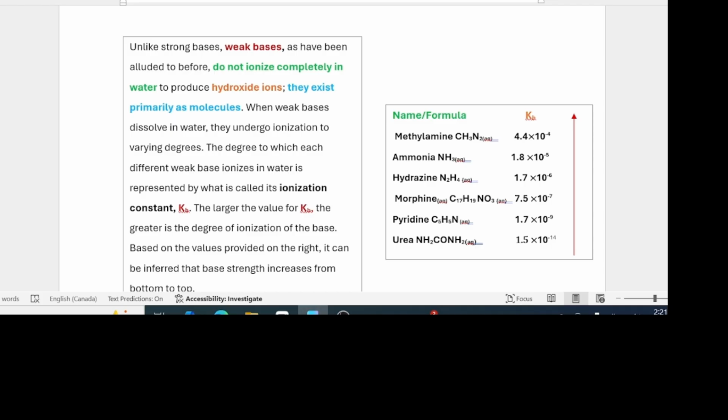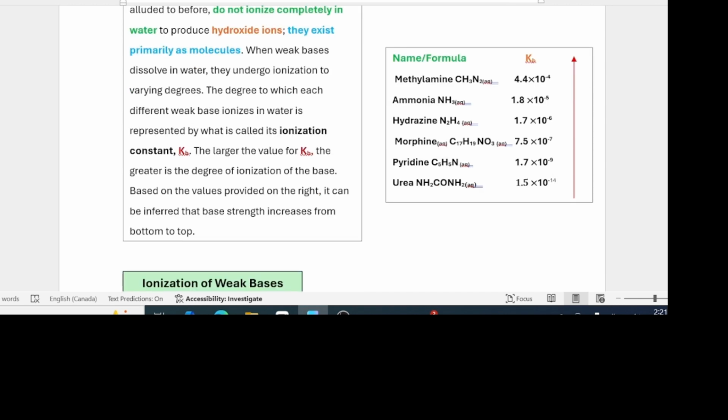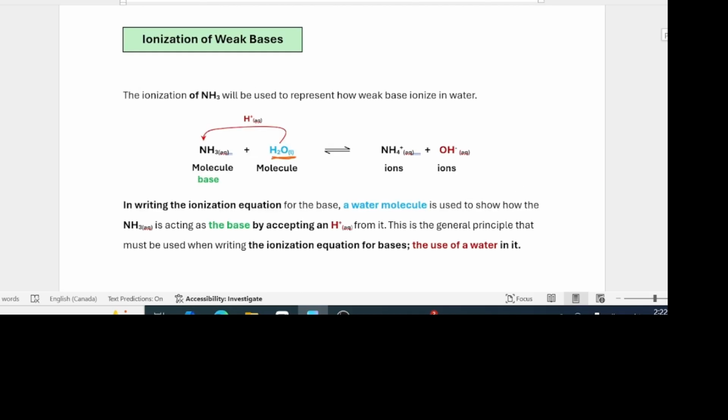The degree to which each different base ionizes in water is represented by what is called its ionization constant, Kb. The larger the value of Kb, the greater is the degree of ionization of the base. Based on the values provided on the right, it can be inferred that base strength increases from bottom to top of the list given. According to this list, we can see that urea is the weakest base and methylamine is the strongest one, because this has the smallest Kb value and that one has the highest one.